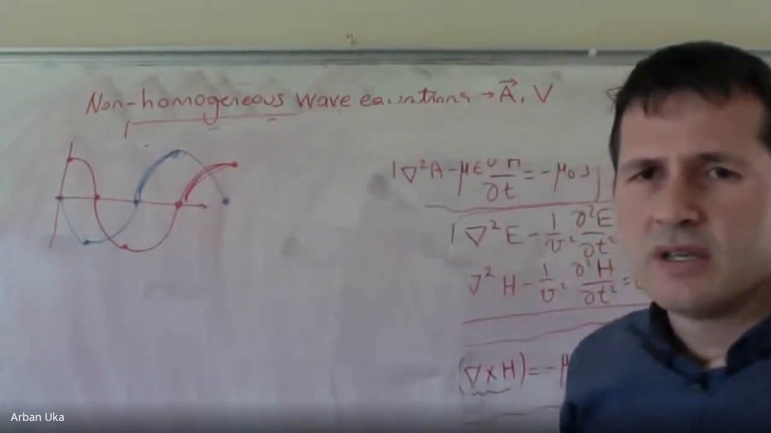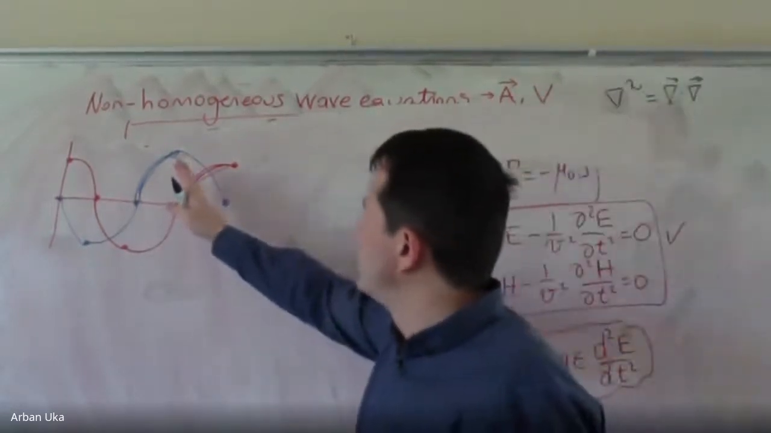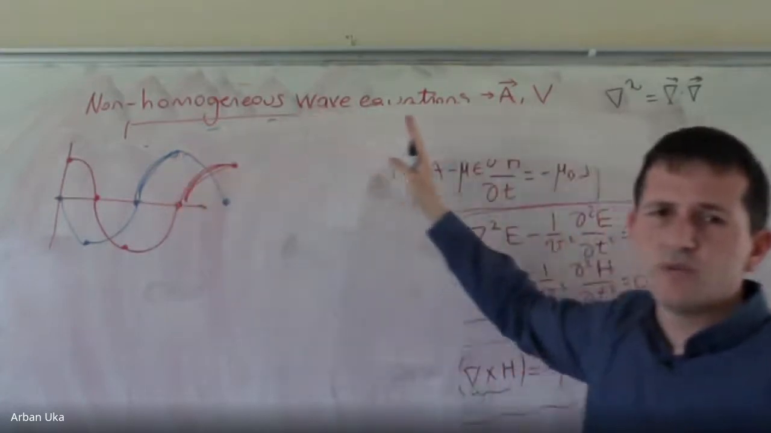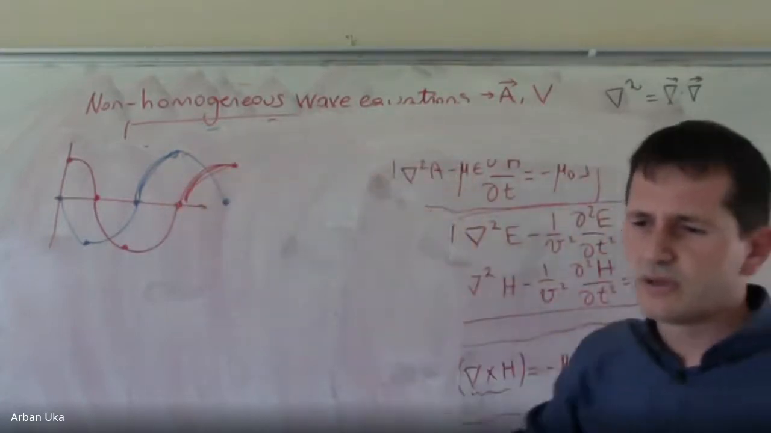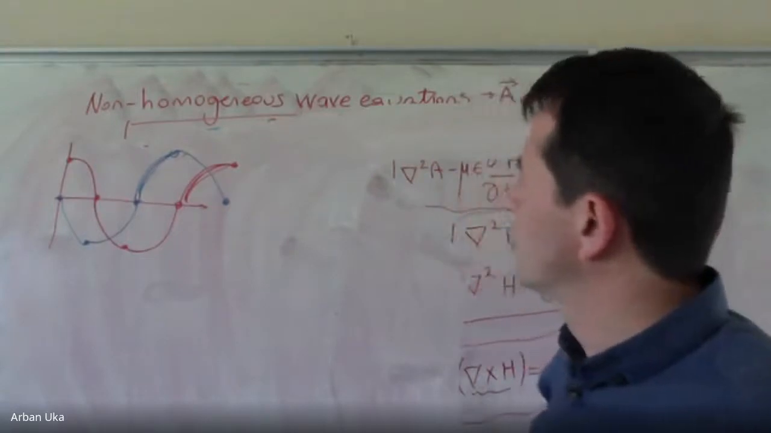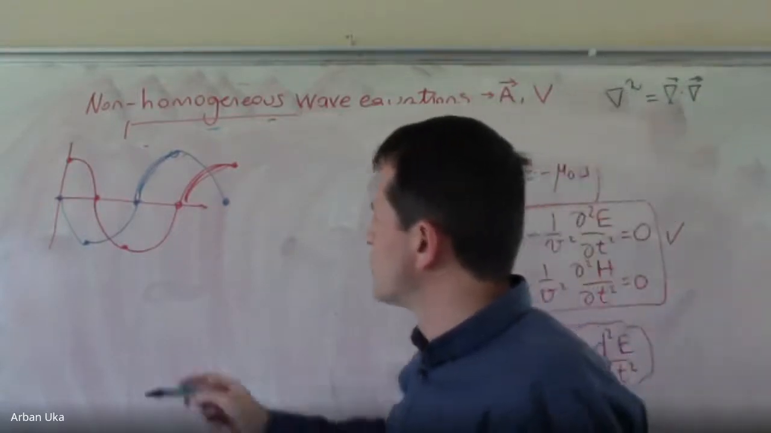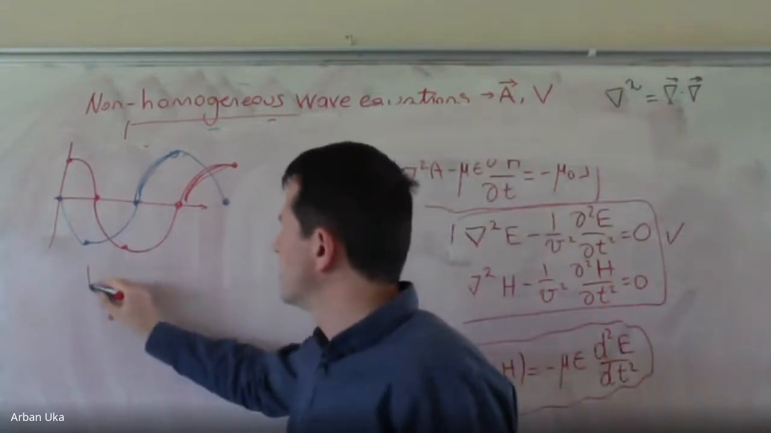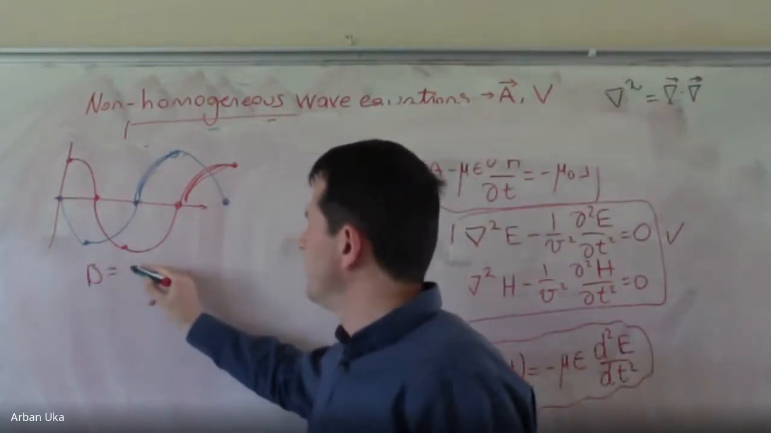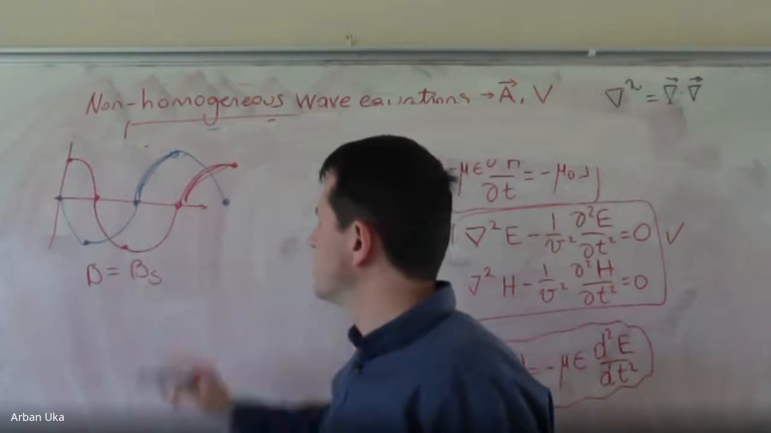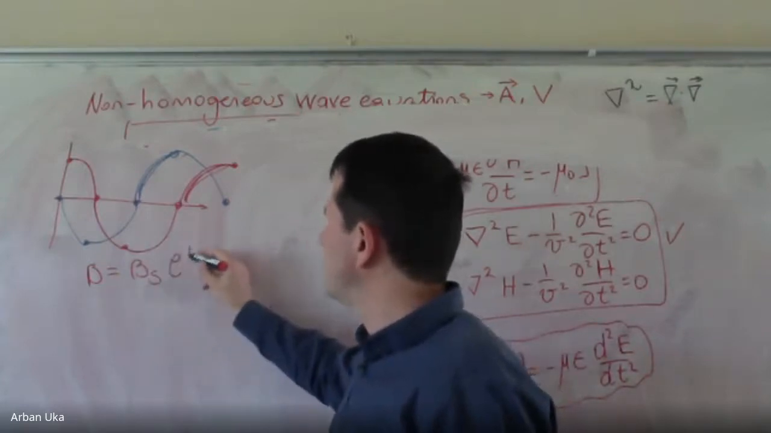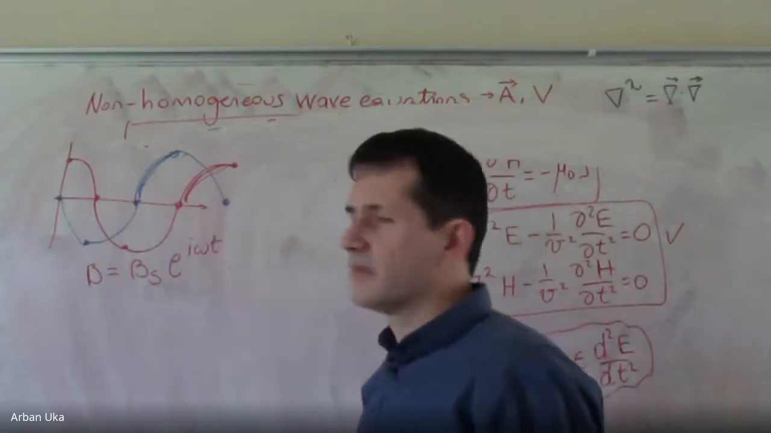Now, the way they behave here, they're going to behave the same way after a full period. And in order to simplify the task, we can use a phasor. So we can say that this magnetic field, B, is equal to Bs, which is the phasor, times e to the power i omega t.